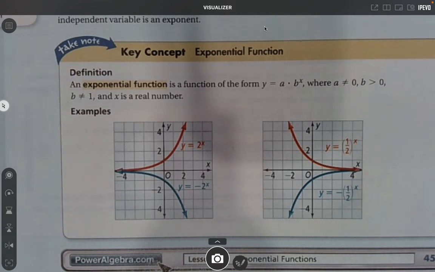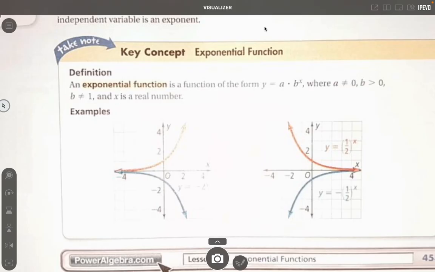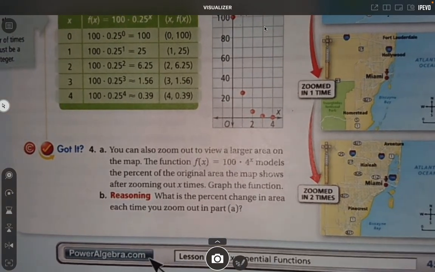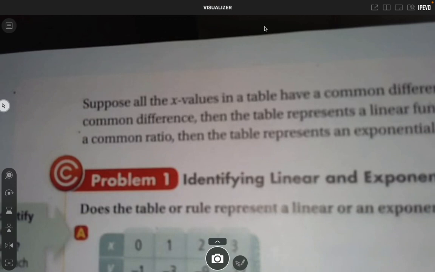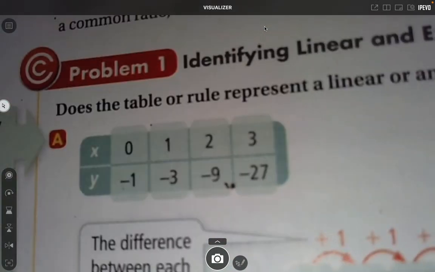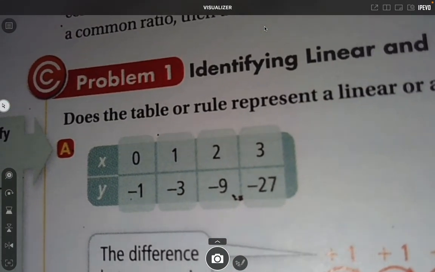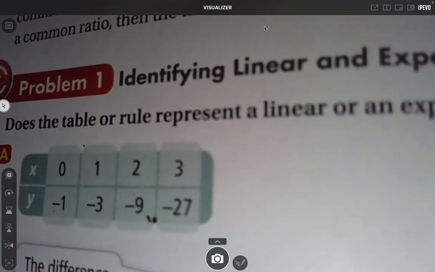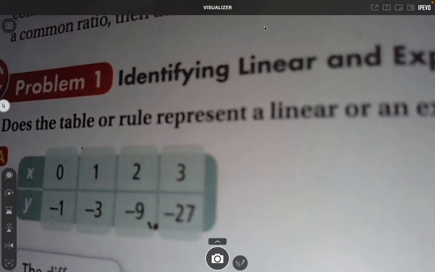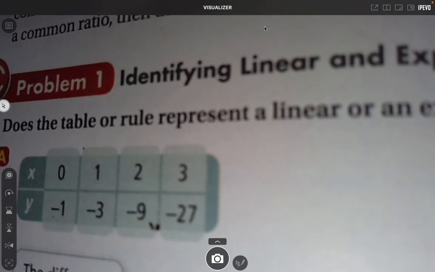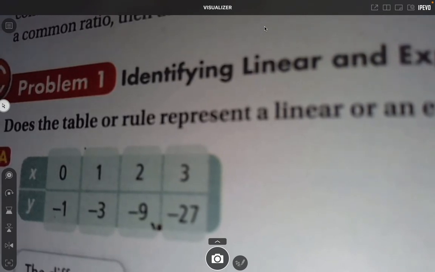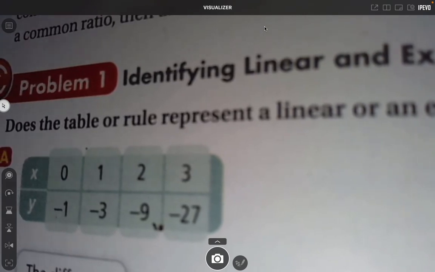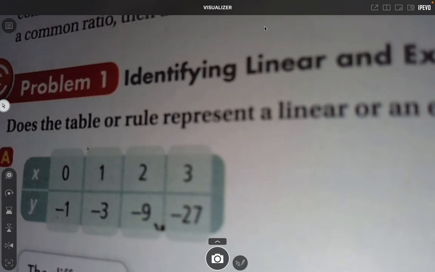All right, so next, we're going to look at tables. They did not do this part in Algebra 2, so they might not be able to help you with this. It wants to know if this is going to make a straight line. Is it going to be linear, or is it going to grow faster and faster, or decrease faster and faster? So is it linear or exponential?